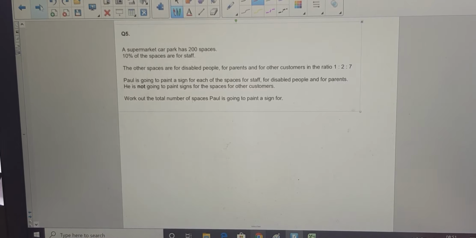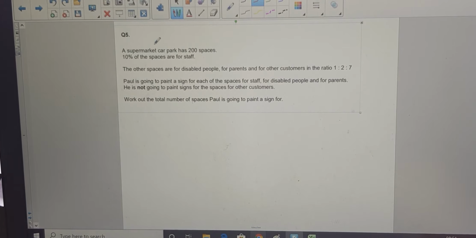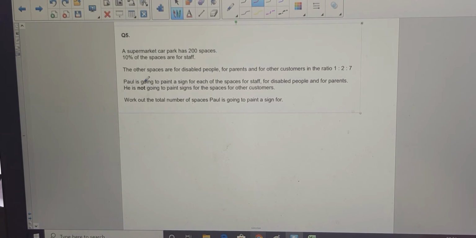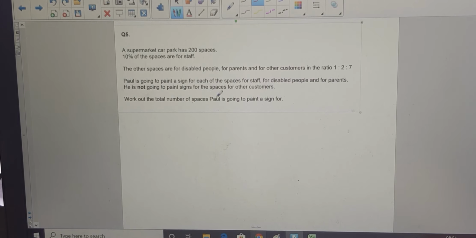Okay, question 5. A supermarket has 200 spaces. 10% of the spaces are for staff. The other spaces are for disabled people, for parents, for customers in the ratio of 1 to 2 to 7. Paul is going to paint a sign for each of the spaces for staff, disabled people and parents. He is not going to paint a sign for other customers. Work out the total number of spaces Paul is going to paint for.